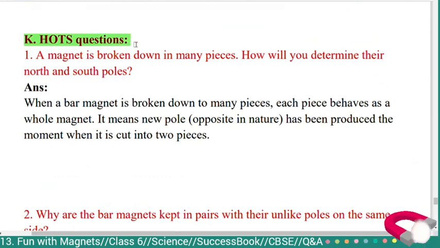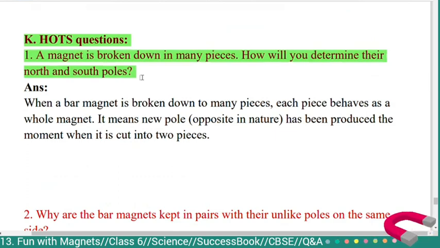Next, main K, HOTS questions. First question: a magnet is broken down into many pieces. How will you determine their north and south poles? Answer: when a bar magnet is broken down into many pieces, each piece behaves as a whole magnet. It means a new pole, opposite in nature, has been produced the moment it is cut into two pieces.